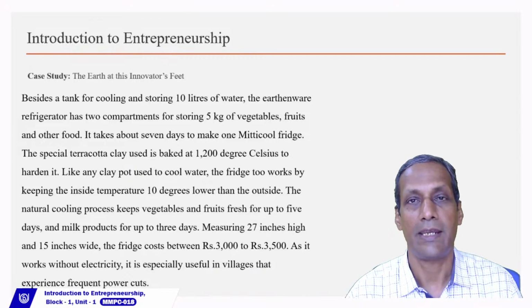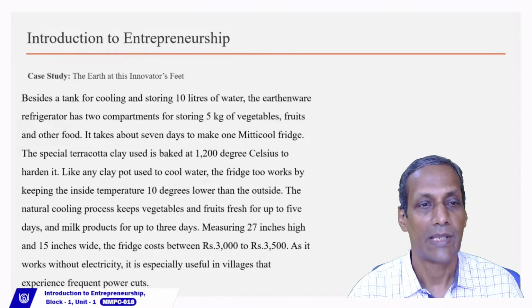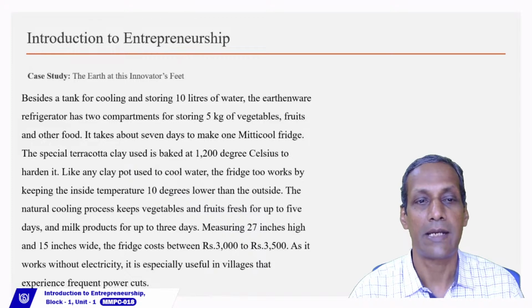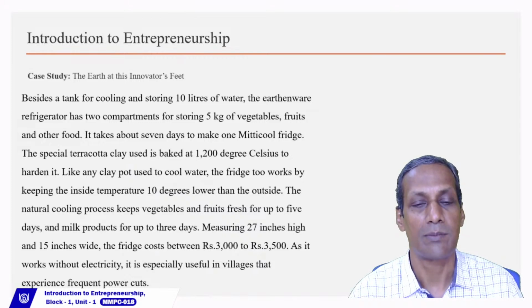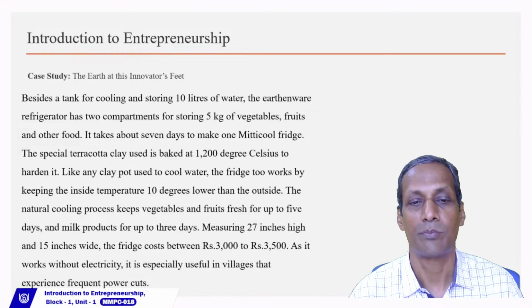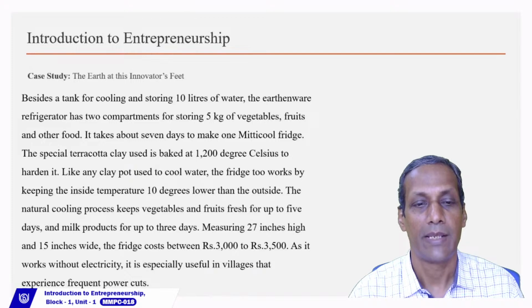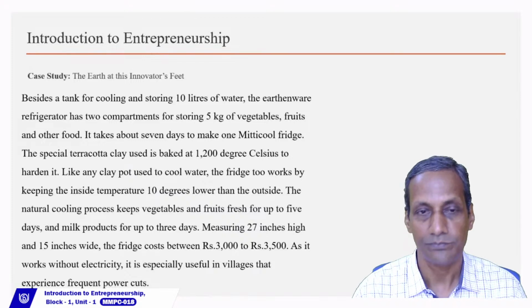The special terracotta clay used is baked at 1200 degrees Celsius to harden it. Like any clay pot used to cool water, the fridge works by keeping the inside temperature 10 degrees lower than the outside. The natural cooling process keeps vegetables and fruits fresh for up to 5 days and milk products for up to 3 days. Measuring 27 inches high and 15 inches wide, the fridge costs between rupees 3,000 and rupees 3,500. As it works without electricity, it is especially useful in villages that experience frequent power cuts.